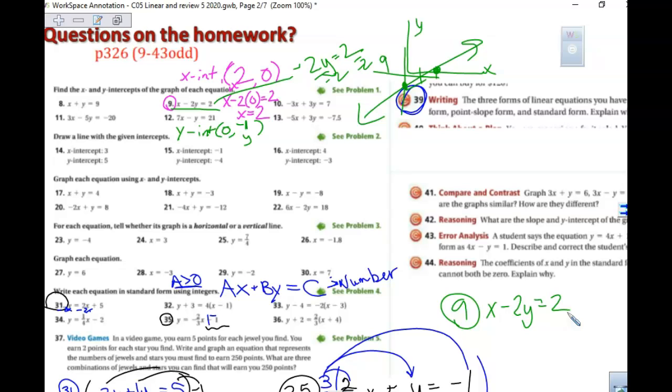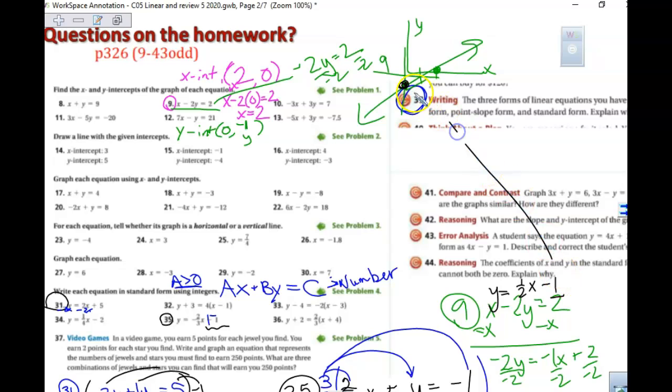That's why I did literal equations in Unit A. I'd subtract x, and I get negative 2y equals negative x plus 2, and I divide everything by negative 2. And if I look at this equation in slope-intercept form for number 9, I now have y equals negative divided by negative is a half x, and 2 divided by negative 2 is negative 1. Y-intercept negative 1. It has to be the same number. These two have to match. When I have a negative 1 for my y-intercept, it has to see 0, negative 1 on the graph.